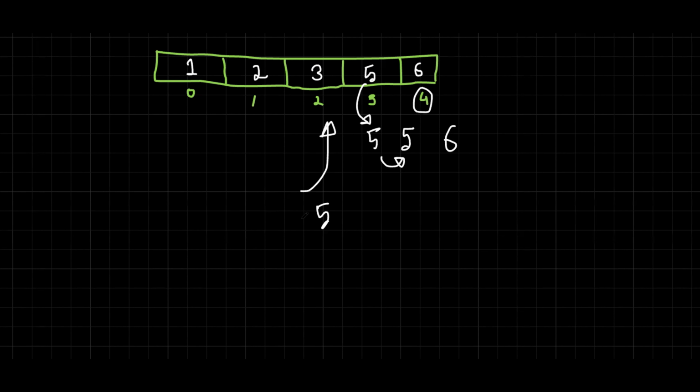So the upper bound of 5 will be the index 4. Here, the upper bound is the index after the last appearance of an integer. This is the basic definition of the binary search upper bound. Now, let's see how you can solve this problem by using the binary search technique.